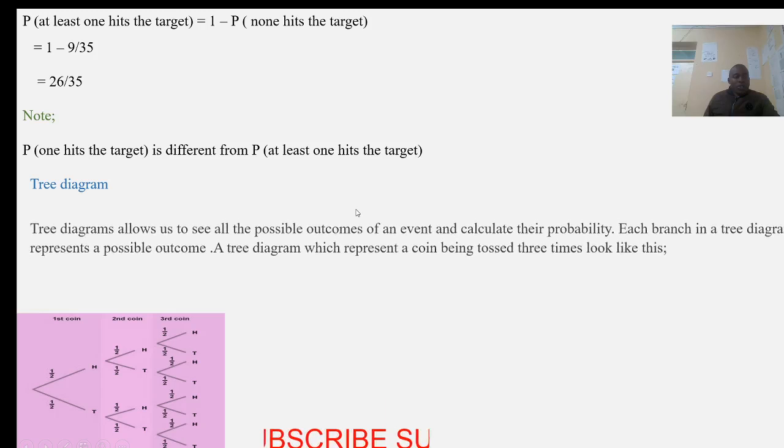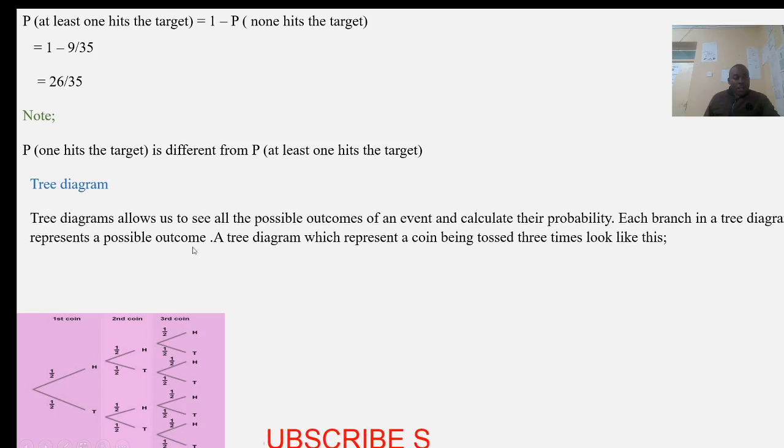Now let's look at what we call a tree diagram. A tree diagram allows us to see all possible outcomes of an event and calculate their probability. Each branch in a tree diagram represents a possible outcome. A tree diagram which represents a coin being tossed 3 times looks like this.